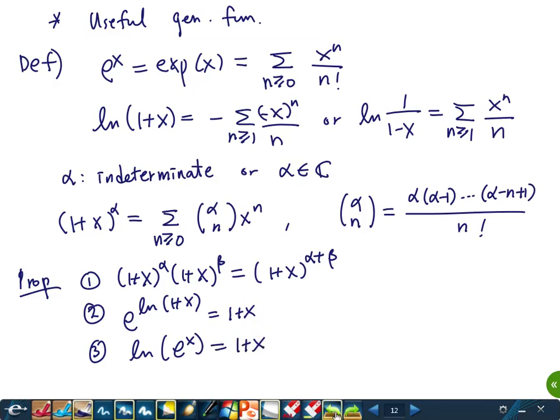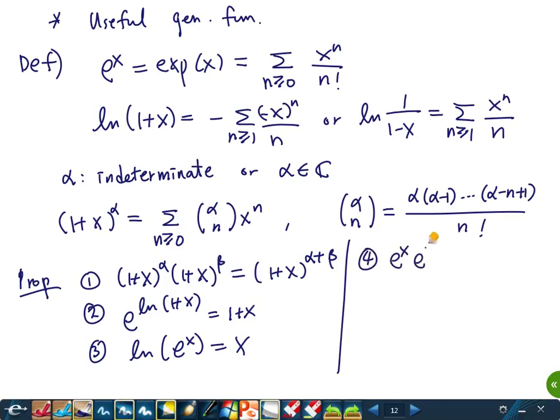No, just x. They are inverse to each other in this sense. You may wonder why we have 1 plus x instead of x. Because we want this to be a formal power series. So for the logarithmic function, we must have a non-zero constant term. This has a non-zero constant term, so this is okay. And some more.